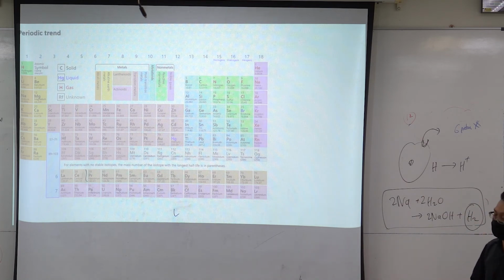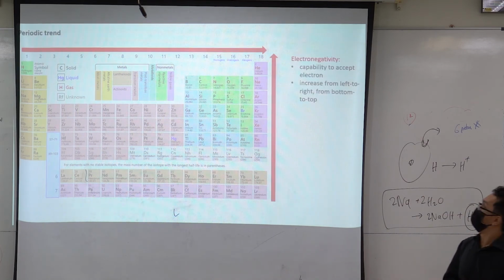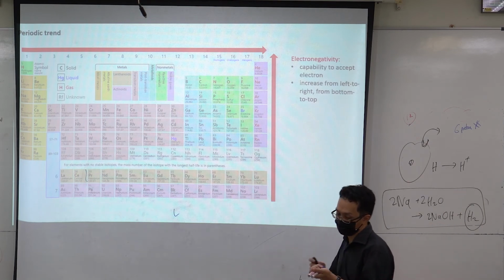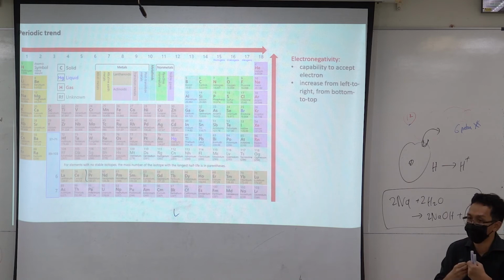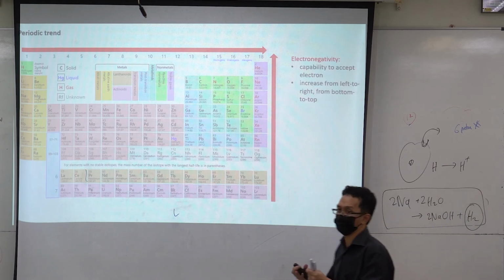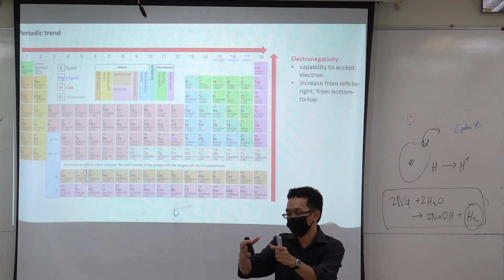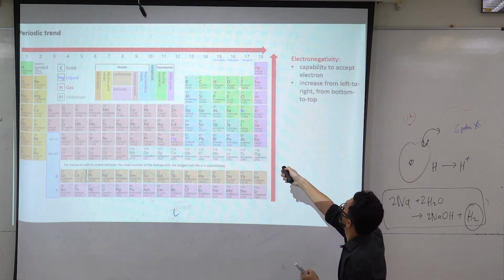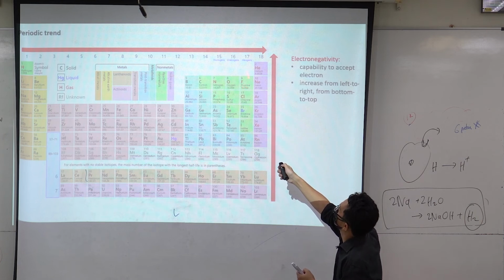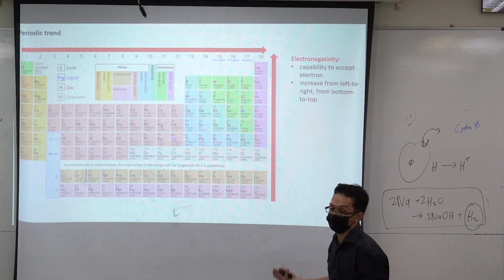So now let's talk about the trend. Electronegativity, most of you have taken chemistry before. Electronegativity means the ability to attract electrons. The more electronegative, meaning that the element can attract electrons readily. For example, fluorine is more electronegative than lithium. So that's what it means.